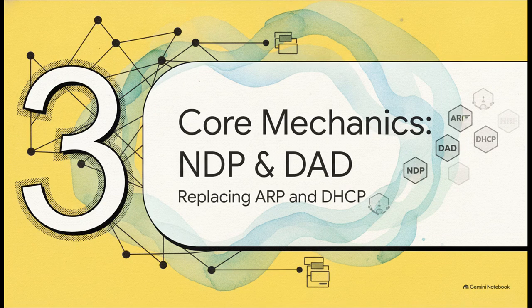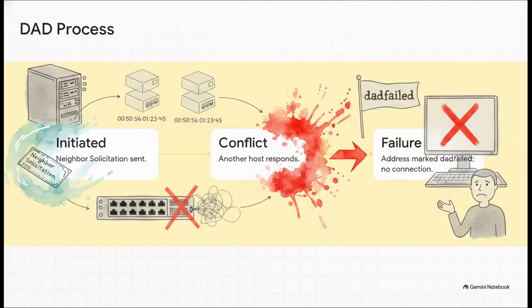Okay, Section 3. Let's dig into the core mechanics: NDP and DAD. These are what replace ARP and DHCP on your local link. First up, duplicate address detection, or DAD. When an interface gets an IPv6 address, it doesn't just use it right away. It marks it tentative and sends out a multicast neighbor solicitation. If another host responds, boom, conflict detected.